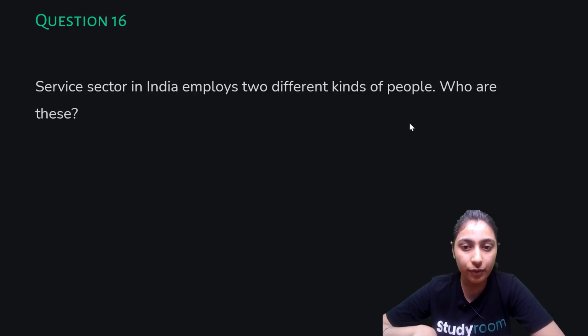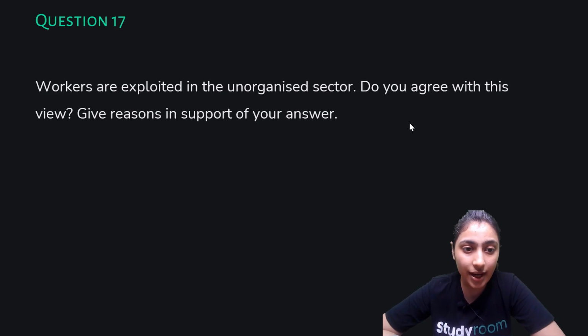Now moving forward to our next question: workers are exploited in the unorganized sector. Do you agree with this view? Give reasons in support of your answer. So yes, we definitely agree with this statement that workers who work in the unorganized sector are not treated well. The reason is that there is no government law that basically acts as a guardian to their job. There is no government rule or regulation that monitors their job, to be more precise.